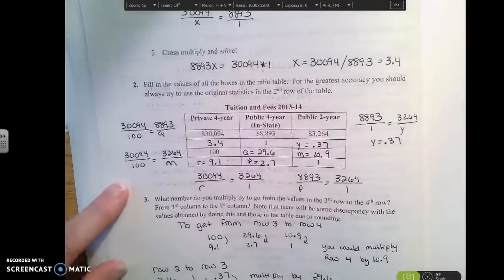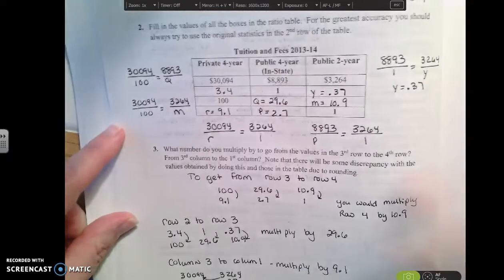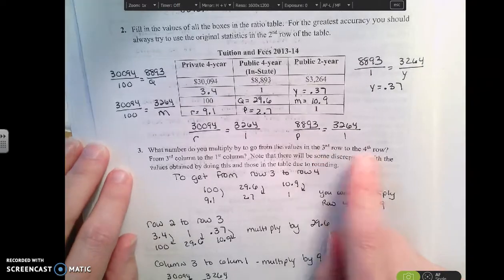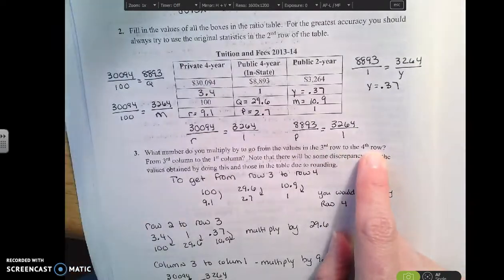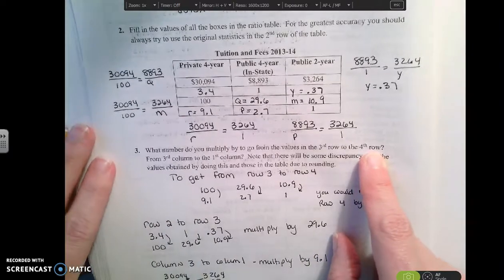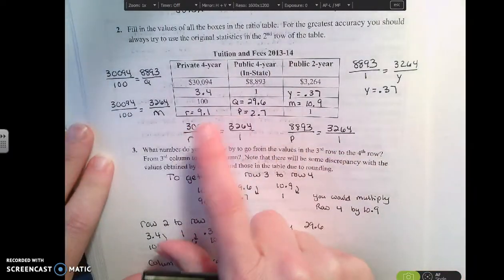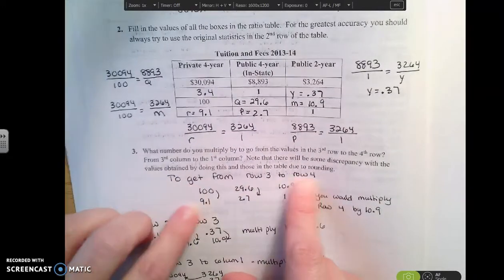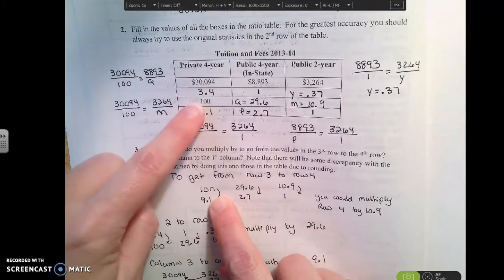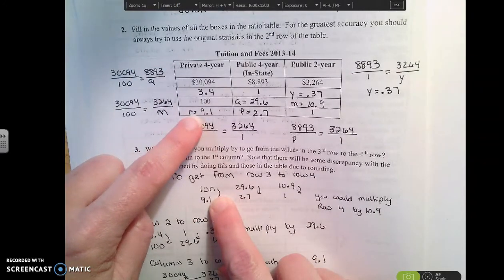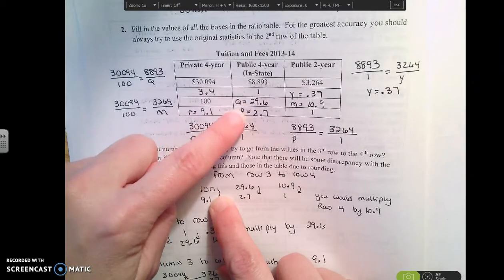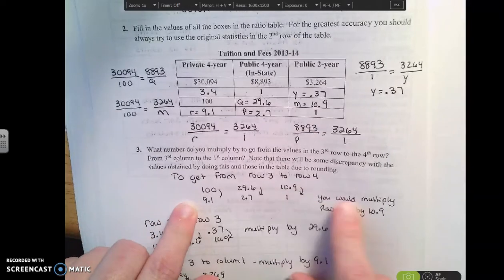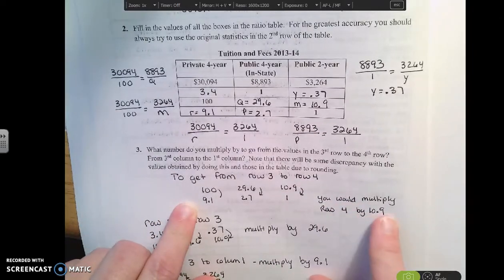So then they were asking you in the next question, what number do you multiply by to go from the values in the third row to the values in the fourth row? So I had a little concern here because I wasn't sure which they meant by third and fourth. So I did a couple different ways. So to get from row 3 to row 4, that means I'm going from the 100 to the 99.1, the 29 to the 2.7, and the 10.9 to the 1. To get to those values, you would multiply row 4 by 10.9.